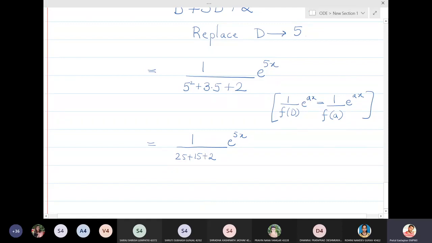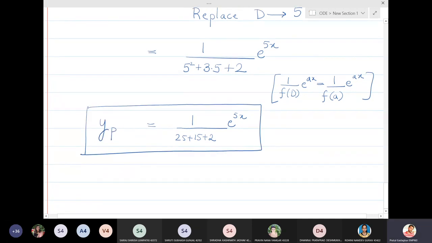Okay, this is the answer. Now y is equal to yc plus yp. You see, it took us a very short amount of time to actually solve this particular problem.